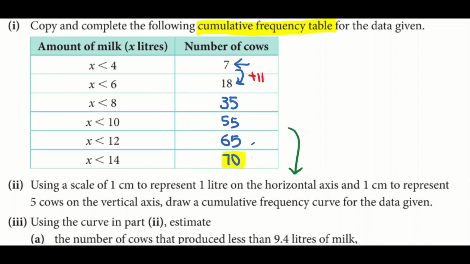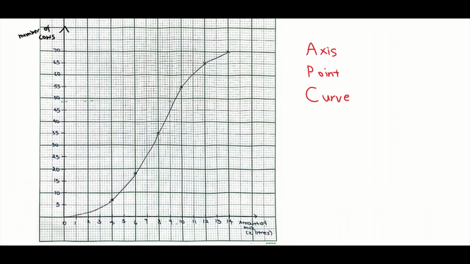Take note of some conditions. 1 cm to represent 1 liter on the horizontal axis, and 1 cm to represent 5 cows on the vertical axis. Your curve should look like this, and take note there are 3 marking points. The axis is basically amount of milk versus number of cows. You should have the points plotted on your cumulative frequency curve.